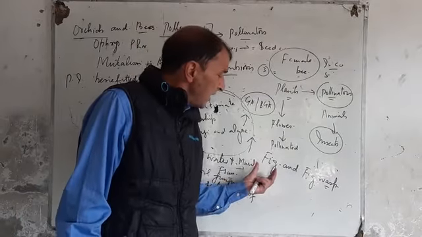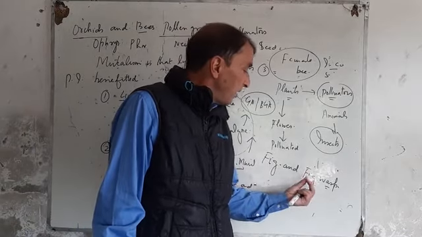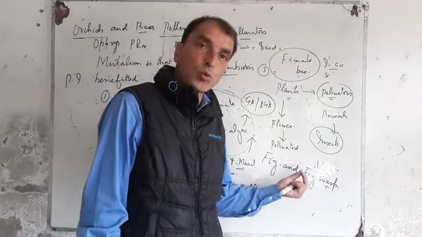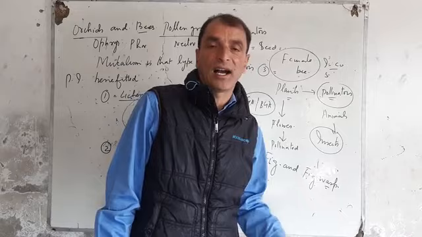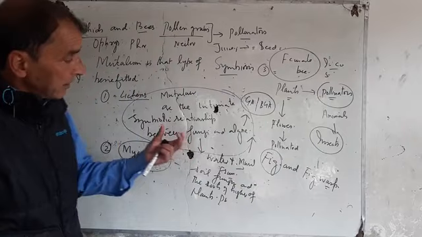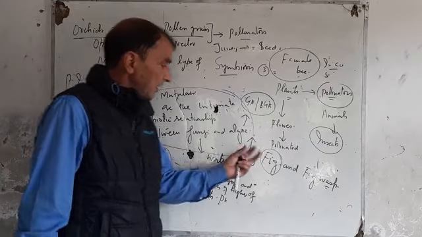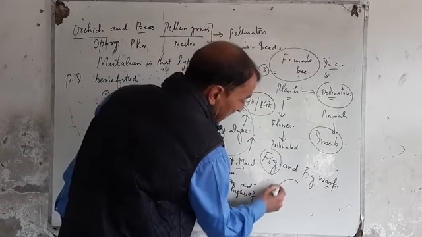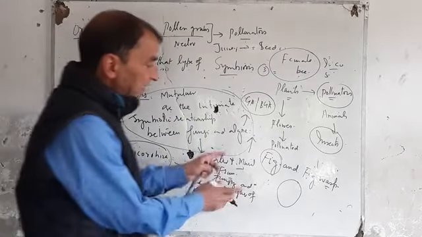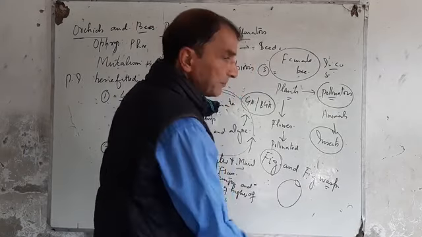Fig trees are usually pollinated by special types of wasps. Those wasps are known as Blastophaga. How do these wasps pollinate the fig trees? Fig tree has a hypanthodium type of inflorescence, which is spherical and has a hole at the top, which is known as ostiole.